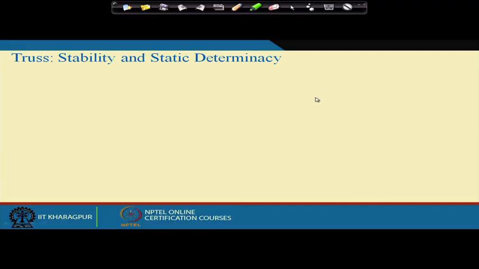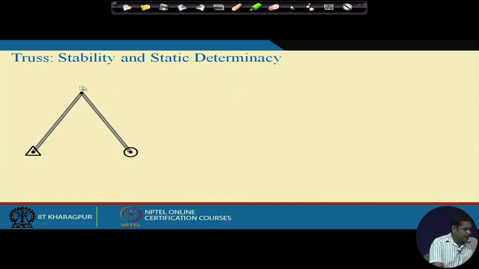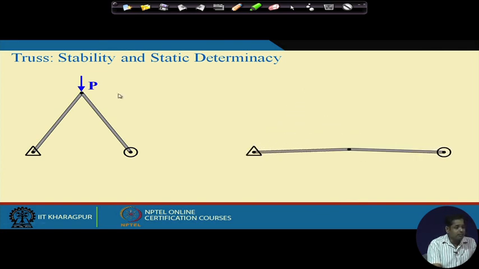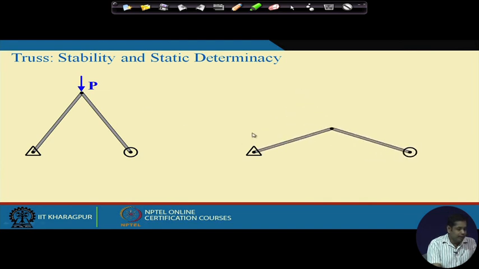Before we discuss more on the relation between the number of unknowns and the number of equations, let us quickly see some concepts of stability and static determinacy in a truss. Suppose this is a truss. It has two members. Now this is not a stable configuration. This is a hinge support and this is a roller support. So the number of support reactions is 3, but in spite of that this truss is not stable, because when it is subjected to a vertical load at this point, it experiences a mechanism like this. Okay. So this is not a stable configuration.